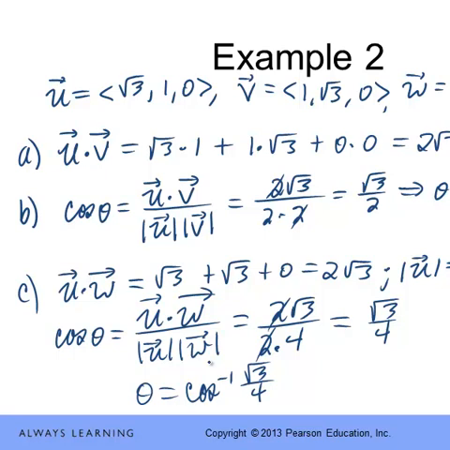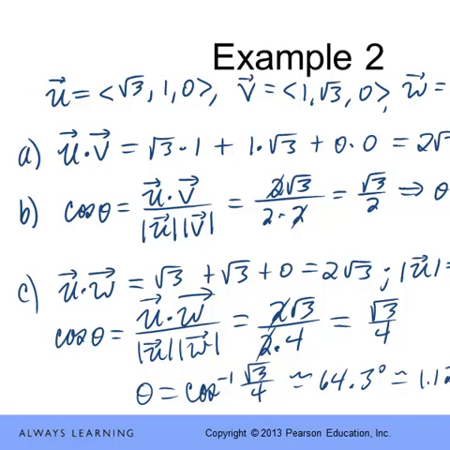I guess that works out to be about 64.3 degrees, or about 1.12 radians. All right.